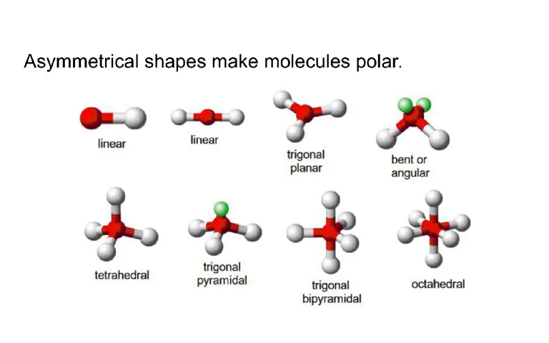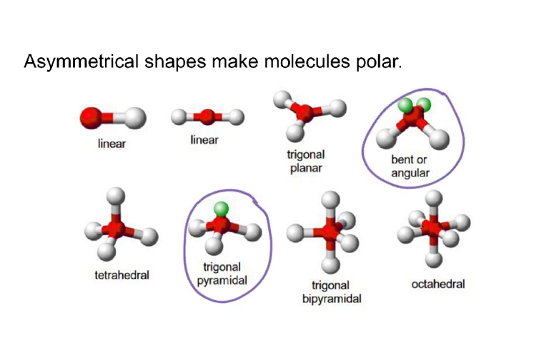To summarize, asymmetrical shapes will make molecules polar. Bent and trigonal pyramidal molecules will always be polar because of their asymmetry. The other molecular shapes will be nonpolar as long as it's the same elements around the central atom. For example, if you have a carbon attached to two oxygens, the molecule is symmetrical and will be nonpolar because of this symmetry. This was true of sulfur trioxide too.